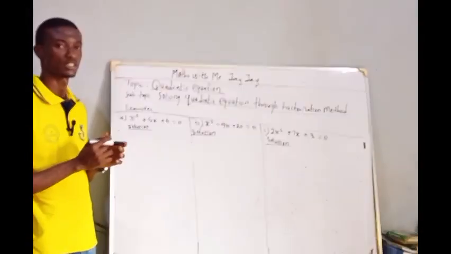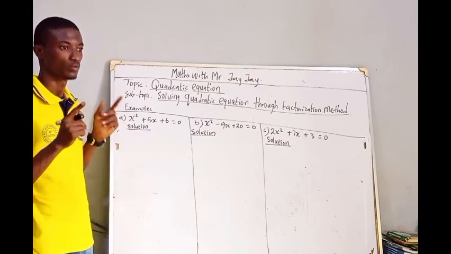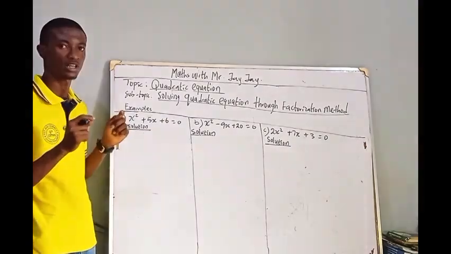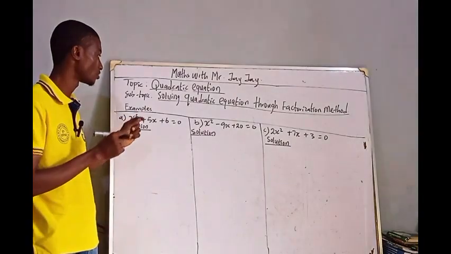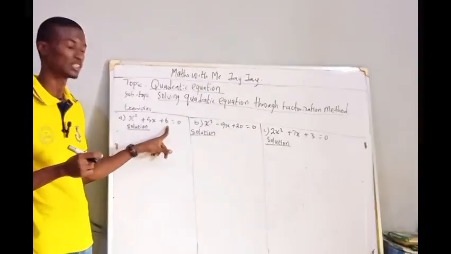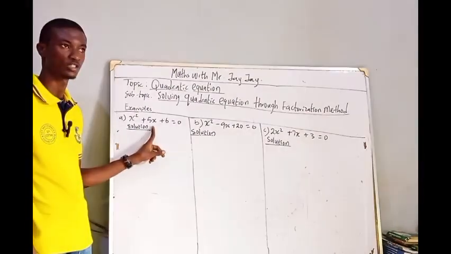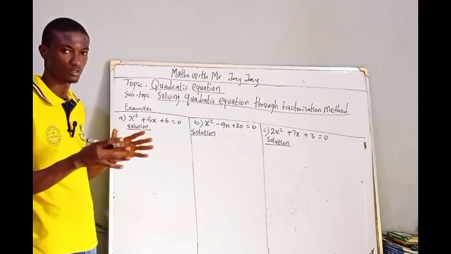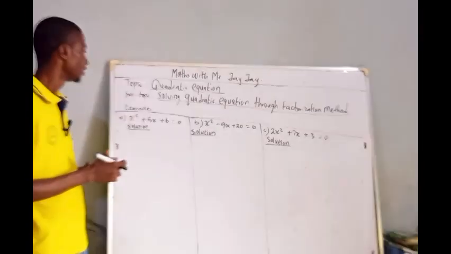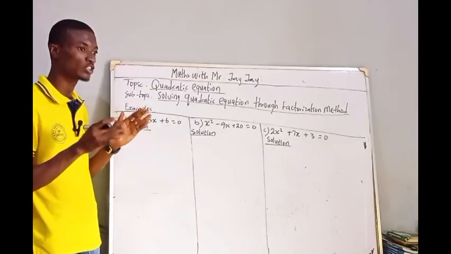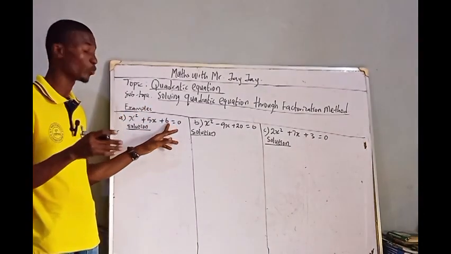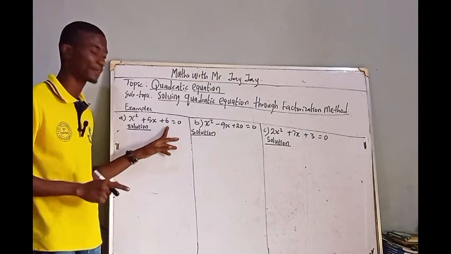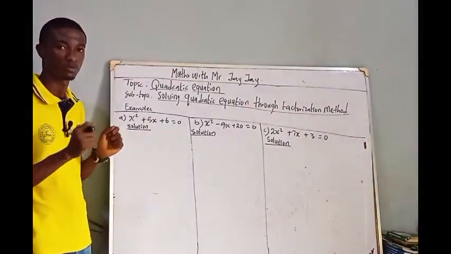Now, when solving a quadratic equation using the factorization method, one thing we need to understand is that factorization means solving the quadratic equation by using factors, of both the constant, which is 6, and the coefficient of x. We are going to find the factors they have in common. What we're going to focus on is the factors of the constant 6.